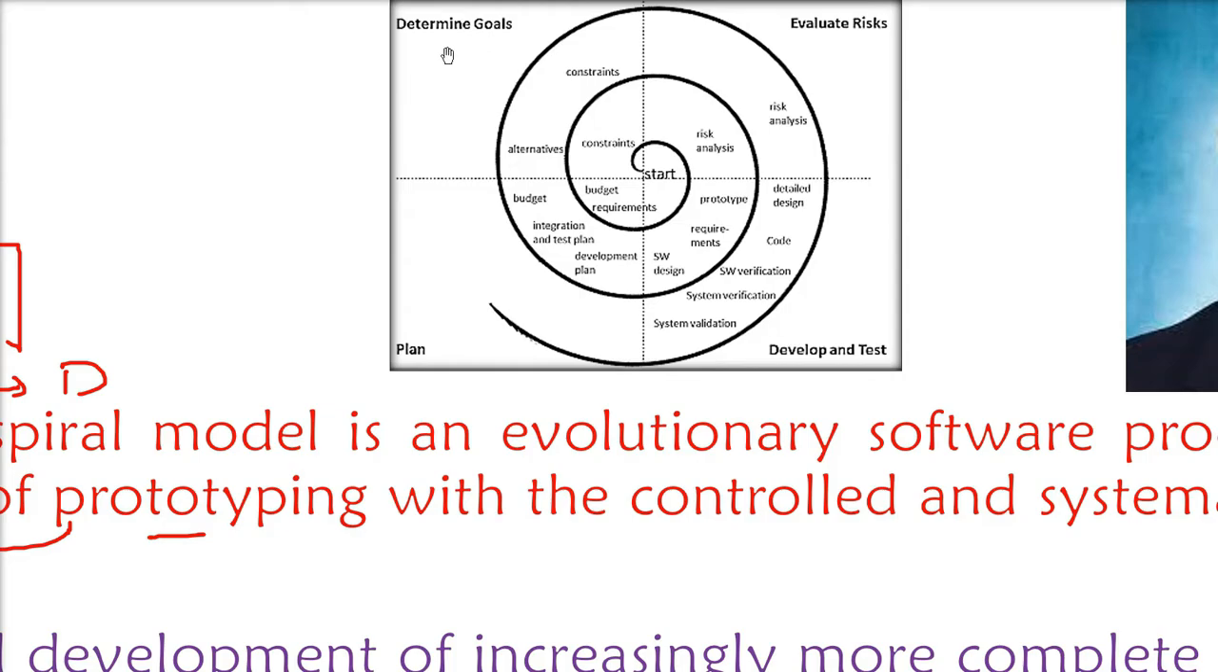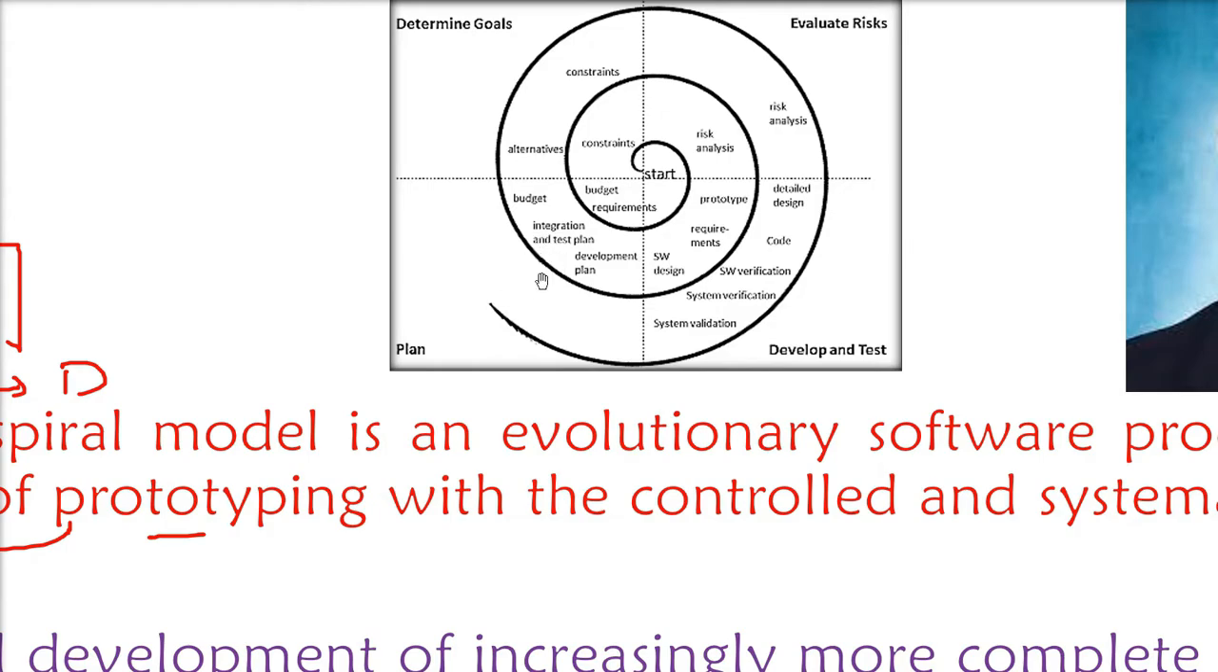Then you have to determine the goal in the second quadrant. That is, what are the alternatives? What are the constraints beyond which you cannot go? Then finally, the most important part of this spiral model is evaluating the risk. For every spiral, there is a full quadrant given to the risk analysis. What are the risks that will cost you in cost, budget, and time?